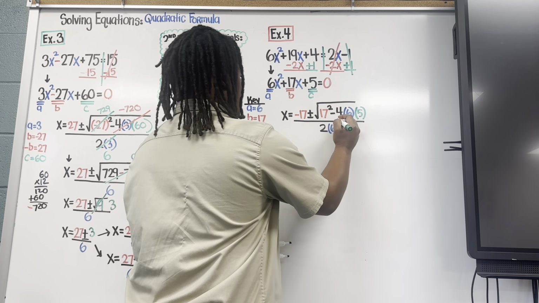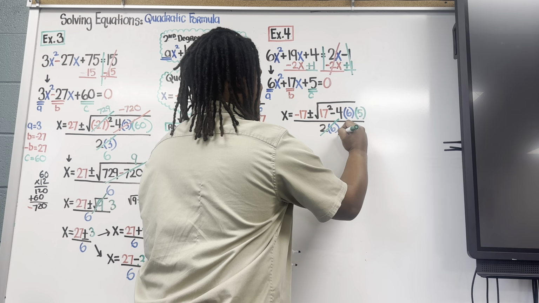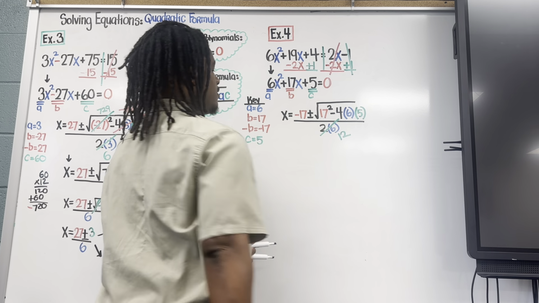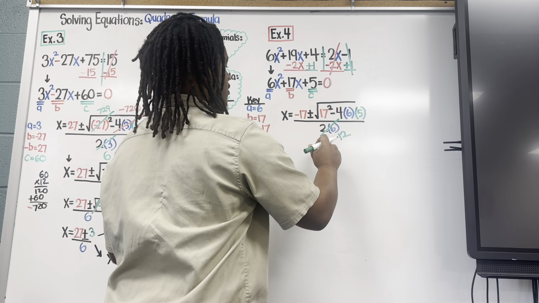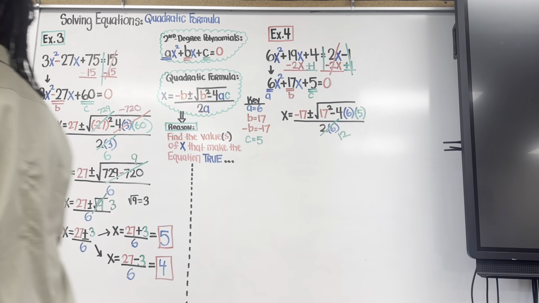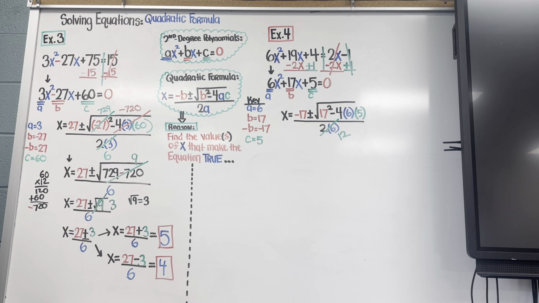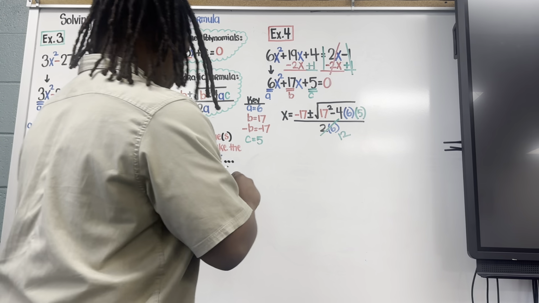I can simplify the bottom. I know that 2 times 6 is 12. Now I want to also simplify within the square root sign. I know that 17 squared is just like saying 17 times 17, and 17 times 17 is 289.